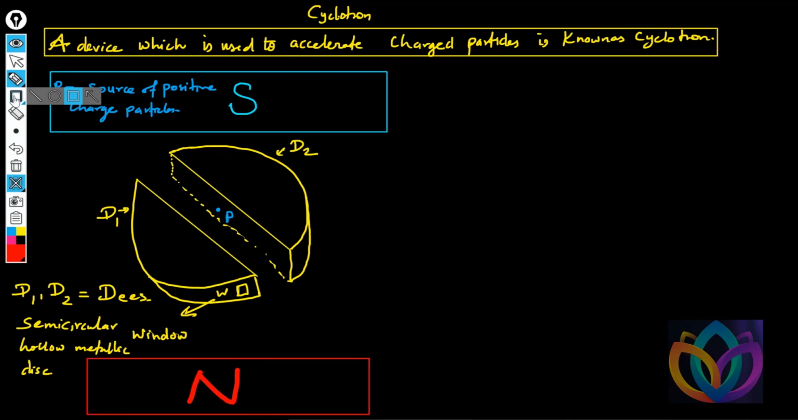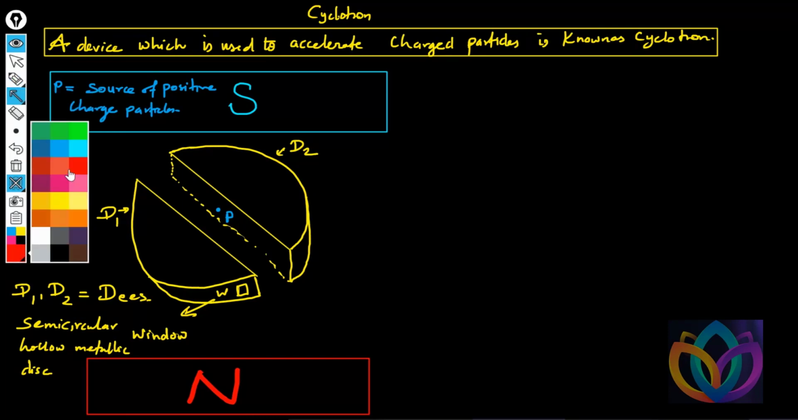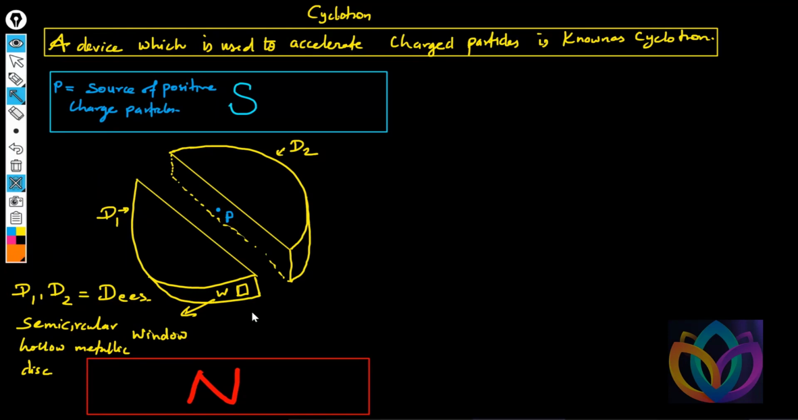Now the direction of magnetic field, remember, is from the North Pole to South Pole. So I'm making the diagram for the magnetic field here. It is from North to South Pole. This is the north to south direction of the magnetic field.